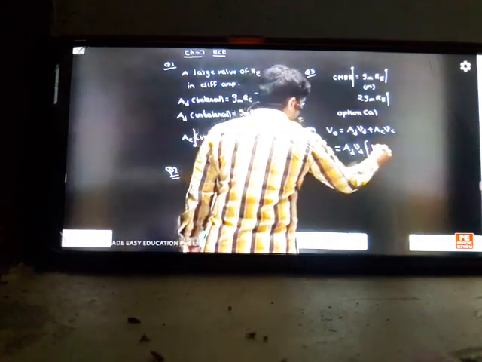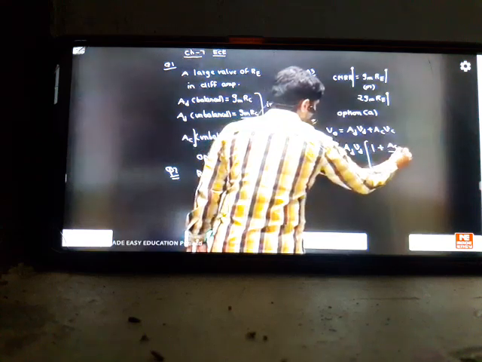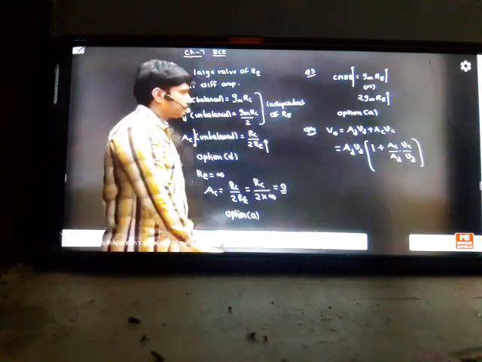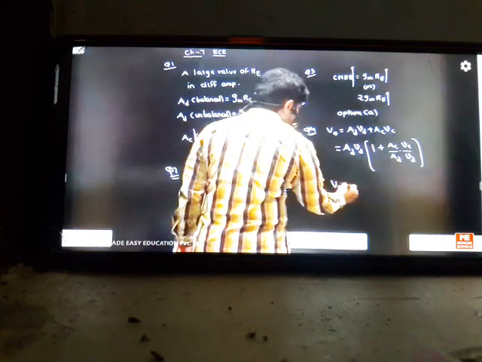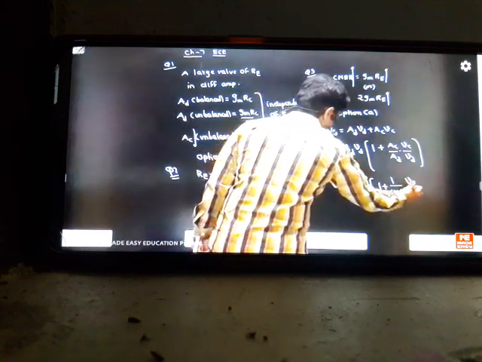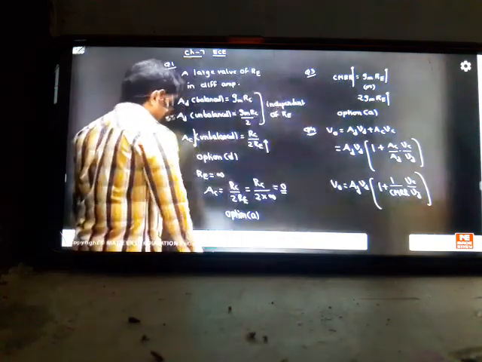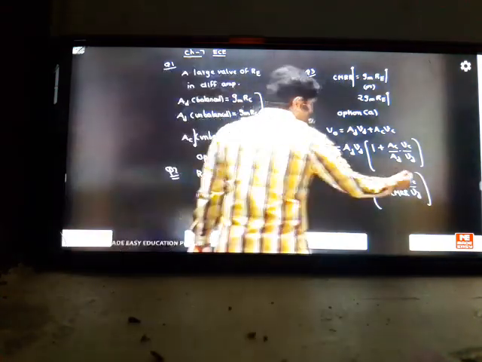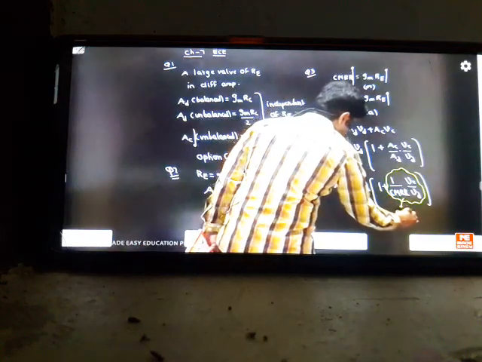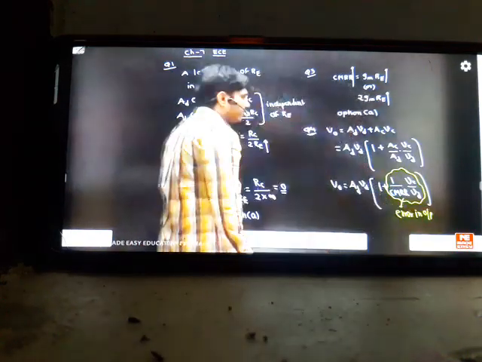Just take the common factor. It is 1 plus AC by AD into VC by VD that will come. In this, can you see CMRR? This is CMRR. So the output you can write as ADVD into 1 plus 1 by CMRR into VC divided by VD. So what is the error here? This is my error. This quantity always exists if CMRR is not infinite. This will become your error in the output.